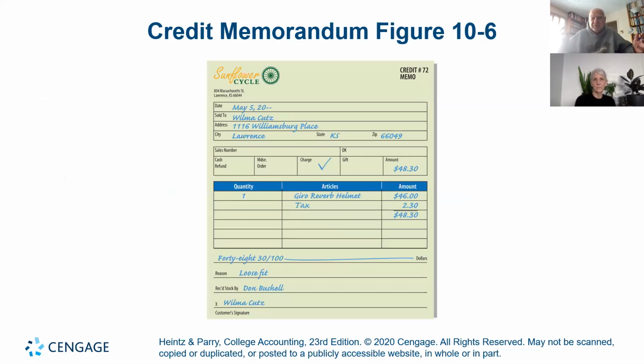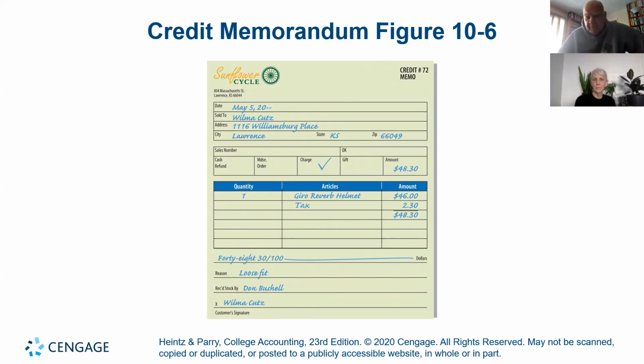And here's a credit memo. It looks just like an invoice, right? You can read these numbers, right? All they're saying here is it's a credit memo. So they're saying you have permission to return this gyro reverb helmet for which you paid $46 plus tax. That's all. So you would take this piece of paper and bring it to the store or mail it to them, saying you want that credit.